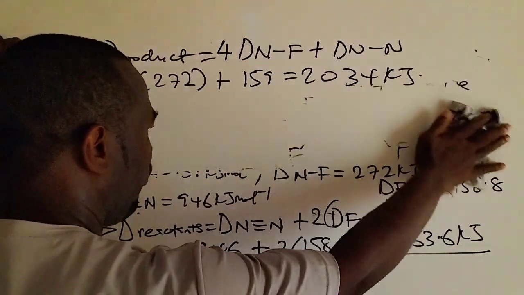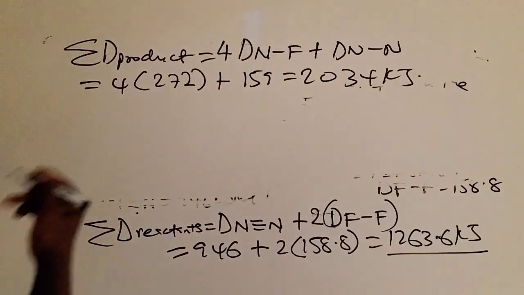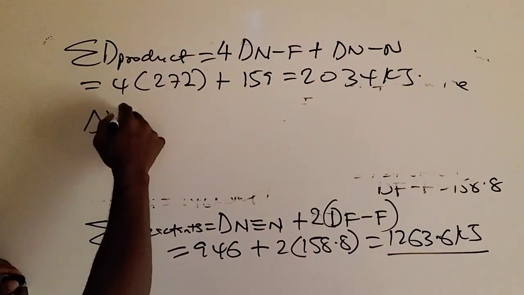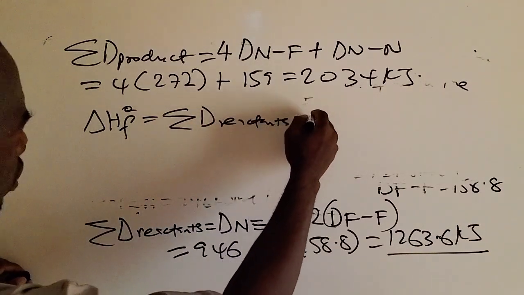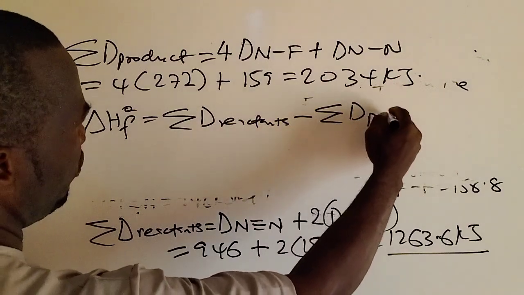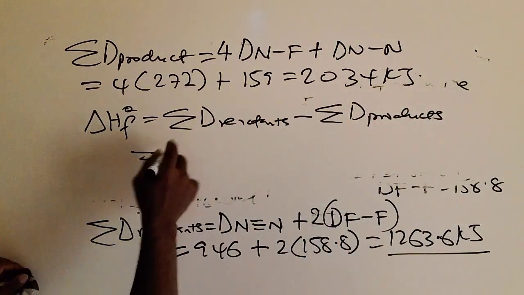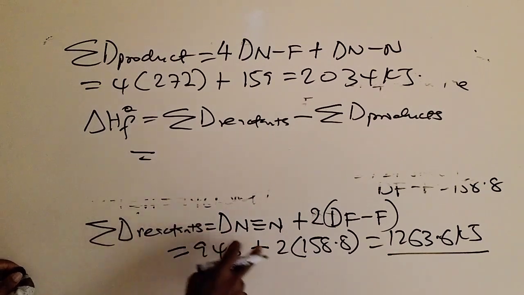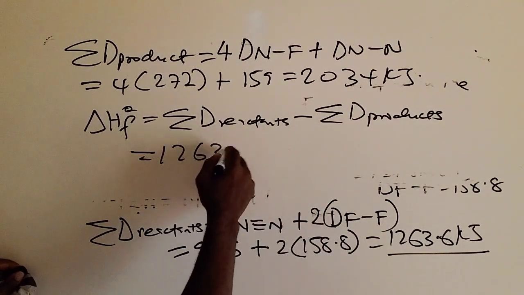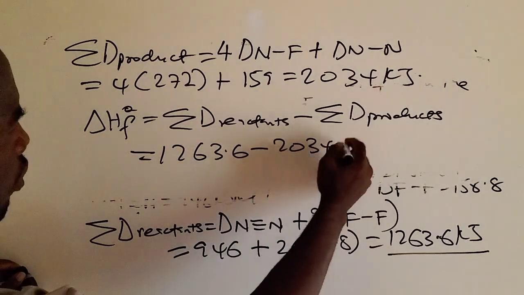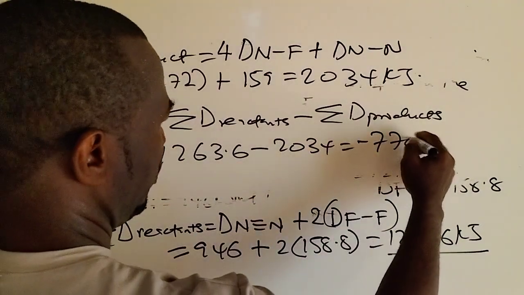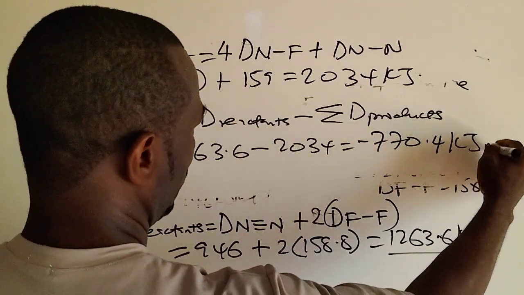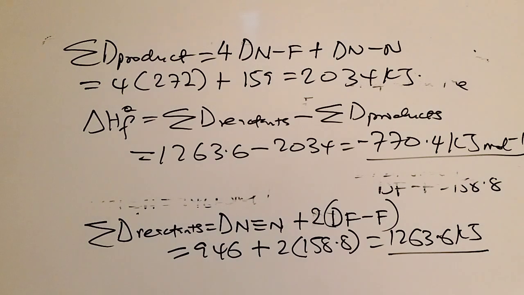Now, since we're looking for the heat of formation, the enthalpy of formation becomes the total bond energy of reactants minus the summation of bond energy of products. The bond energy of reactants is 1263.6, the product 2034. When we subtract, the final answer is negative 770.4 kilojoule per mole as the heat of formation of the substance.